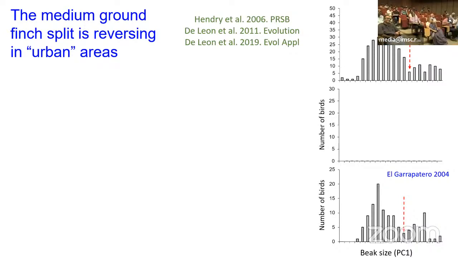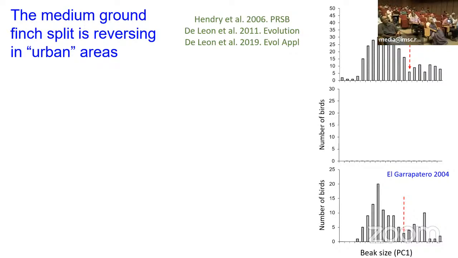And when finches are doing that, it doesn't matter what your beak size is anymore. So as a result, you basically erase this process where specializing on different food types is causing the finches to split apart, because now they're all eating the same thing. It doesn't matter what beak size you have if you're eating rice or potato chips.